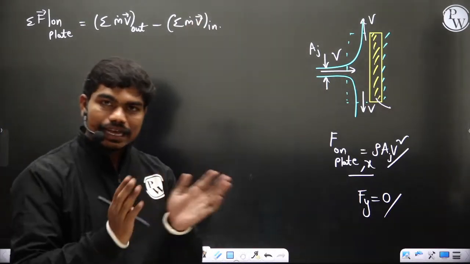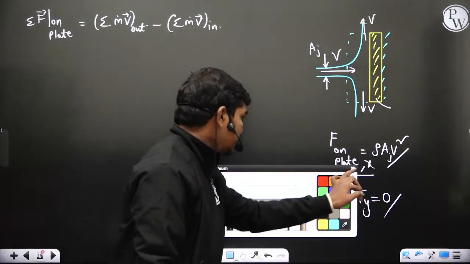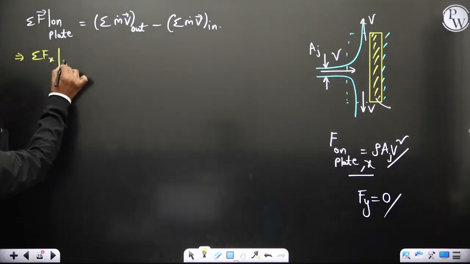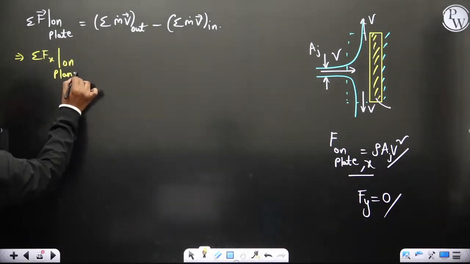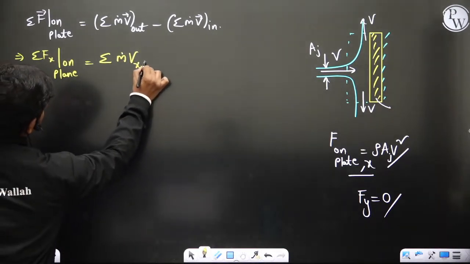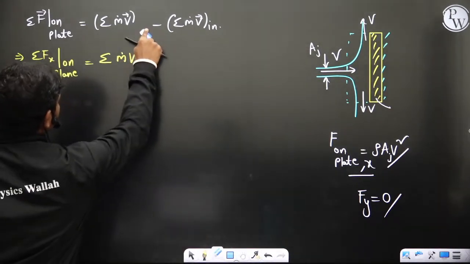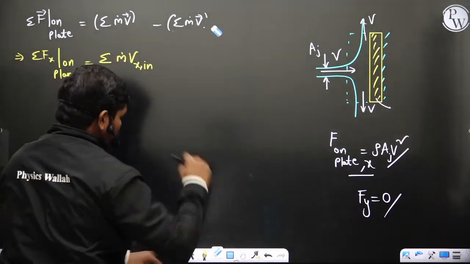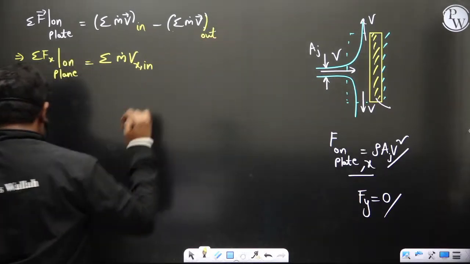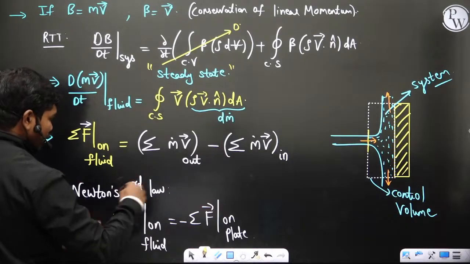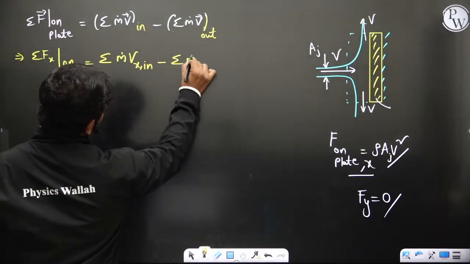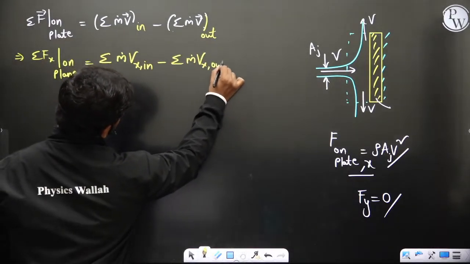If you resolve it in x and y directions, we can say sigma Fx on plate is equal to the summation of m dot into the x component of velocities at the inlet. This is in minus out, because we have taken on plate, so it is minus of the momentum change of the fluid. This is in, this is out, because it is actually out minus in. So if you put a minus, in minus out is what you'll have. So minus sigma m dot vx at the outlet.